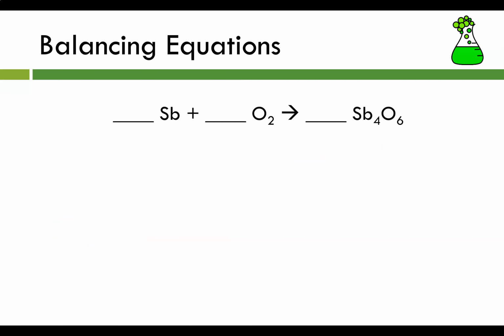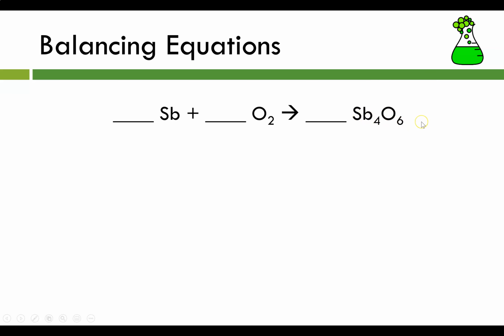Let's try to balance our first equation. There isn't any real shortcut. We could balance by inspection, which is just a fancy word for guess and check. It turns out that there are smart guesses and there are kind of crazy guesses, and we're going to work through this together. The first thing you want to do is evaluate and see what you have as reactants and products. On the reactant side, I have one Sb, antimony atom, and an O2 molecule. On the product side, I have 4 Sbs and 6 oxygens.